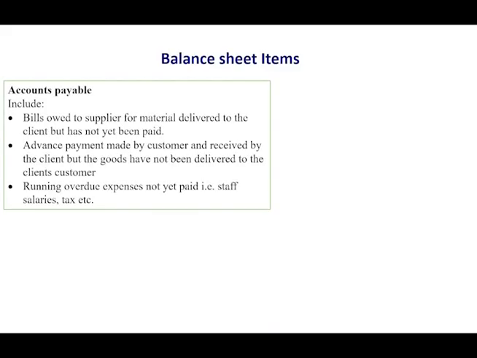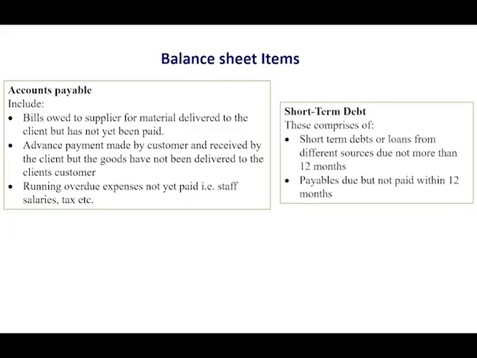Accounts payable include bills owed to suppliers for material delivered to the client but not yet paid, advance payment made by a customer and received by the client but the goods have not been delivered to the client's customer, and running overdue expenses not yet paid, i.e. staff salaries, tax etc.